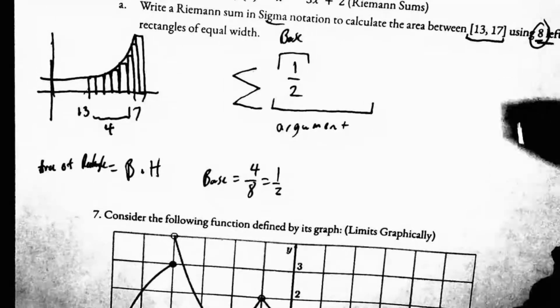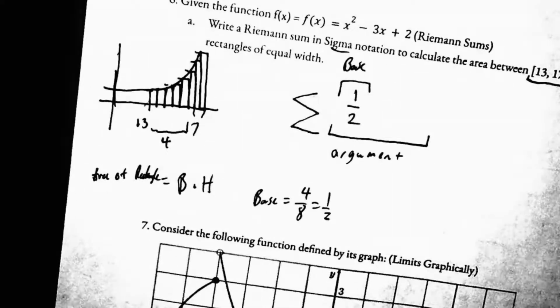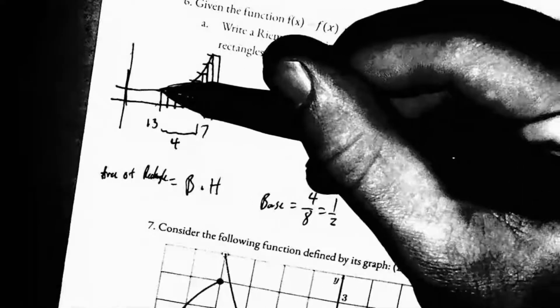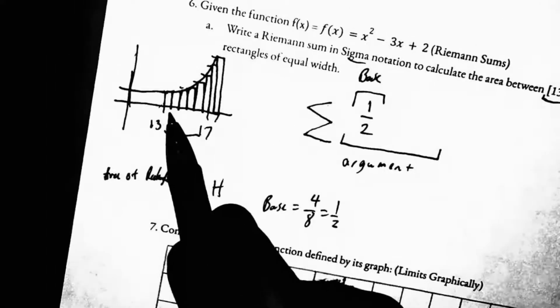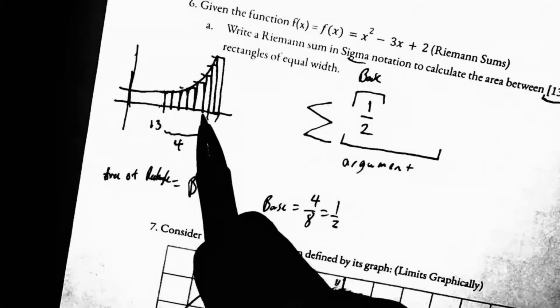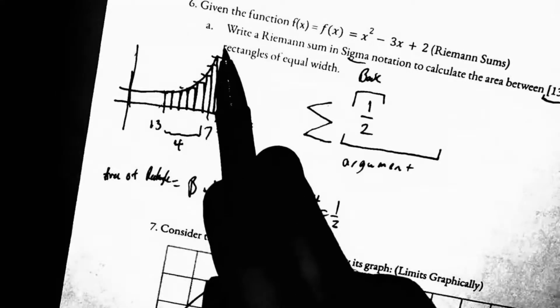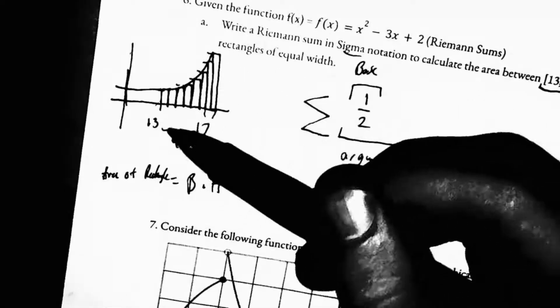Okay. Then we need the heights. So we're trying to find the left side of all these rectangles. The height of each one is equal to the output of the function at these x values. So at 13, 13.5. I want 13, 13.5, 14, 14.5, 15, 15.5, 16, and 16.5. That is 8 rectangles, 8 heights.